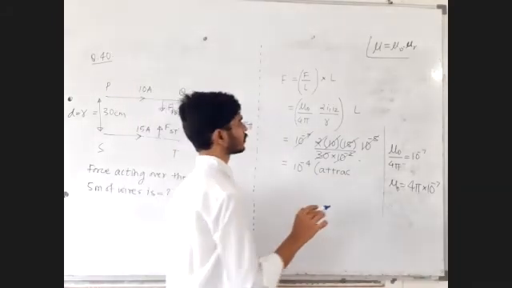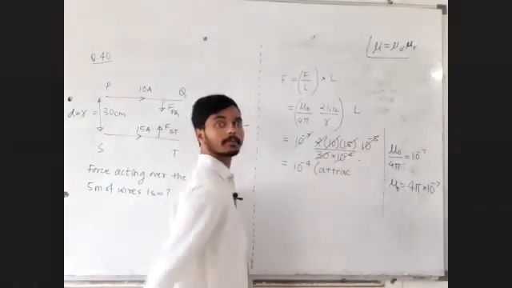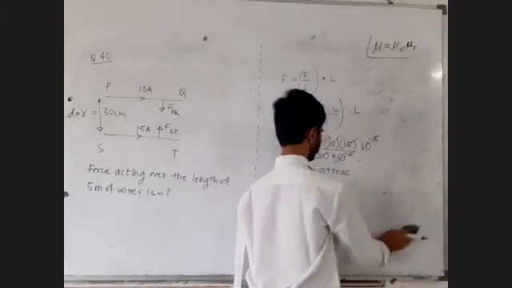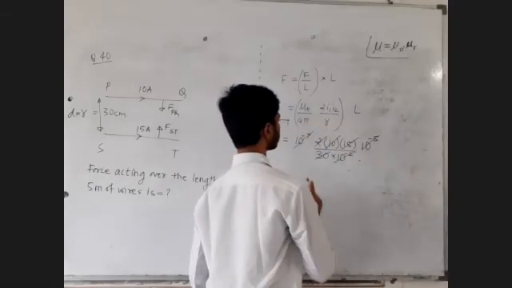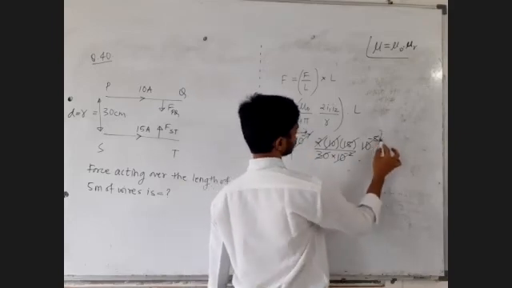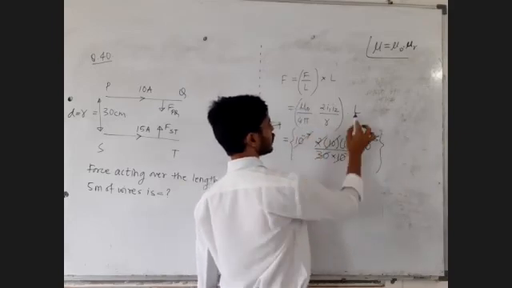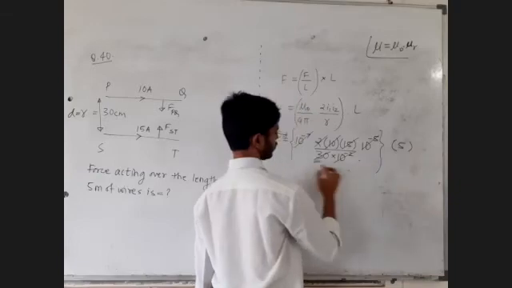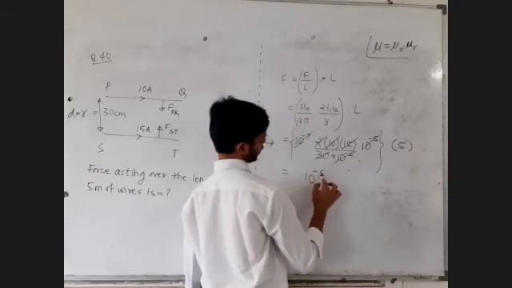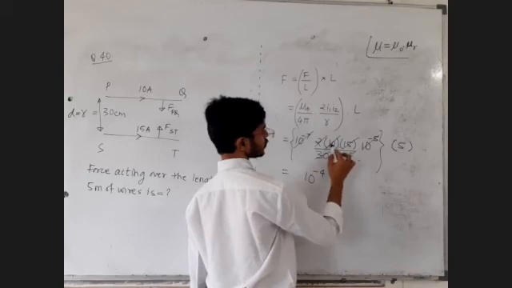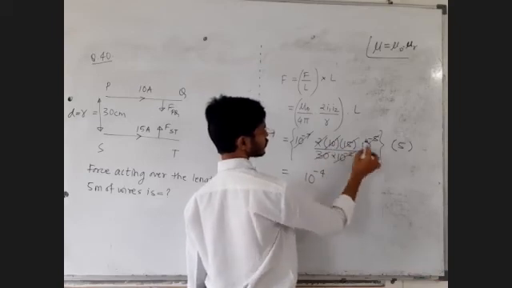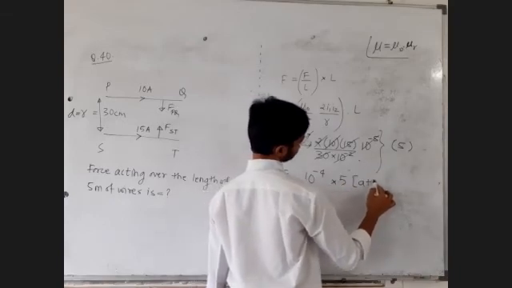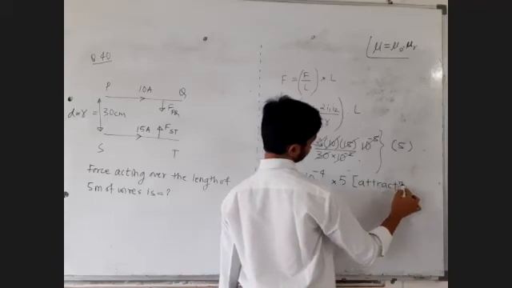We are wrong. We have not done the substitution of L. Let's do that. This bracket we have replaced. Multiplying by L is remaining, kid. What is the length of the wire? 5 meter. What was the answer? 10 raised to minus 4, sorry, 10 raised to plus 1 and 10 raised to minus 5, plus 1 minus 5 is minus 4, into this 5, and the force was of attractive nature.